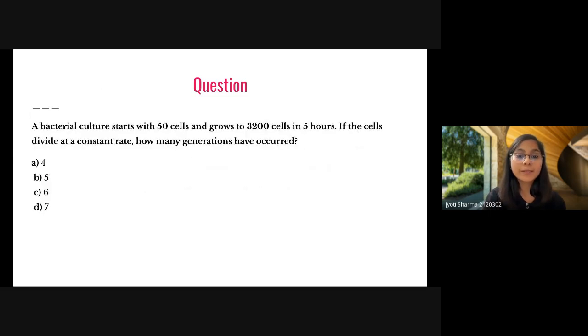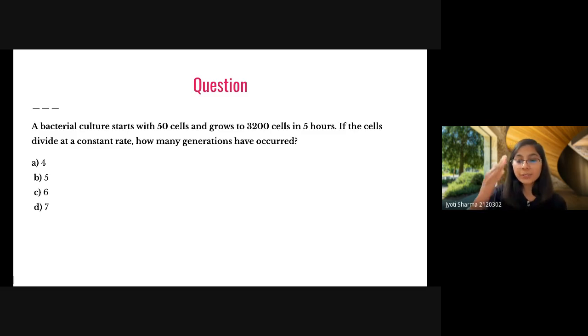So this is a numerical question, a very, very simple numerical question. Let's say your bacteria culture starts with 50 cells and grows to 3200 cells in 5 hours. If the cells divide at a constant rate, how many generations have occurred? My options are 4, 5, 6, 7, and we are considering it logarithmic growth of the bacteria. Logarithmic growth means, or you can say, exponential growth.